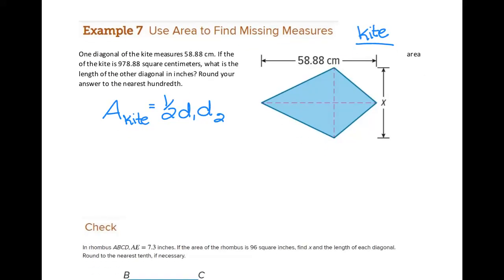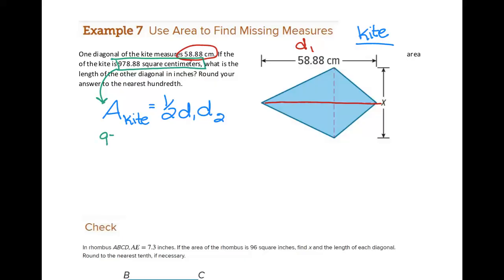So, what do they tell us here? It says one diagonal measures 58.88. So that's the long diagonal right here. So we're going to make that diagonal 1. If the kite is 978.88 square centimeters, well, that is the area. If they're talking about square centimeters, we have to substitute that number in place of A for area.